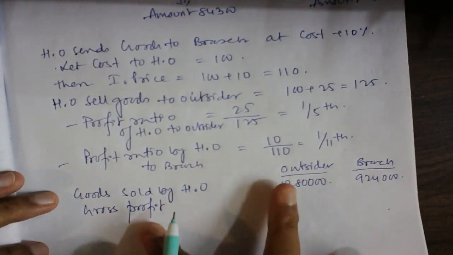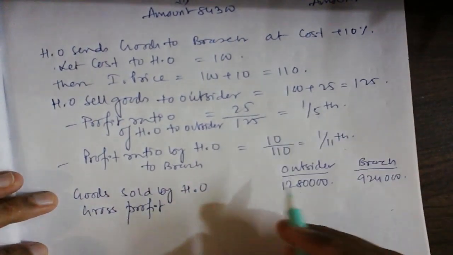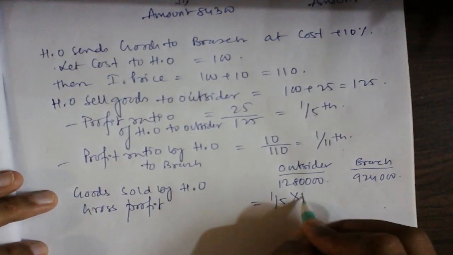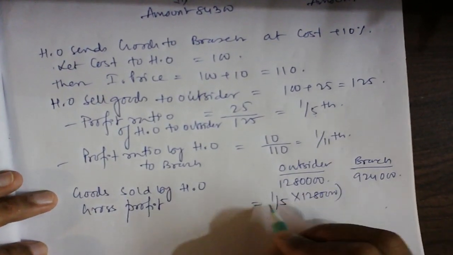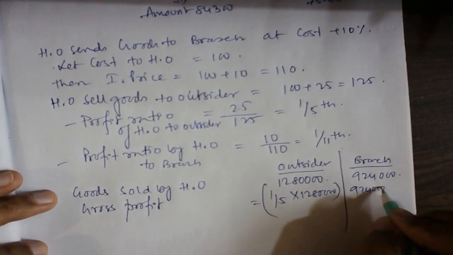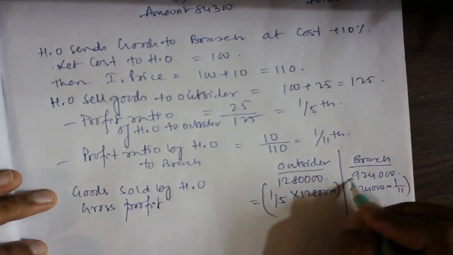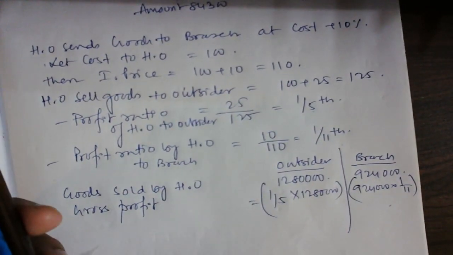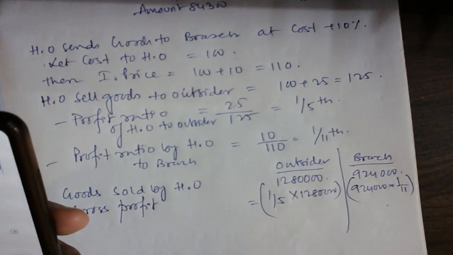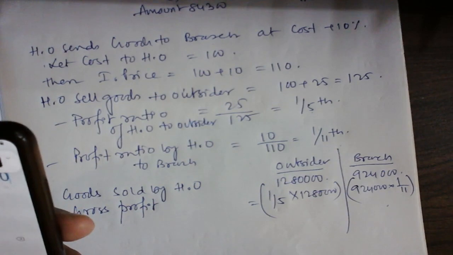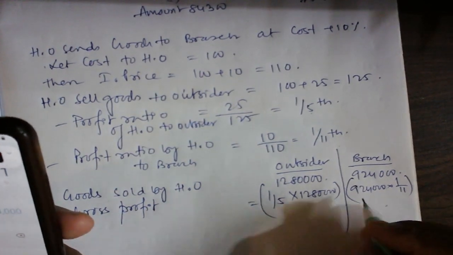So gross profit to outside is how much? 1/5. So 12,80,000 का 1/5 कितना होता है? 1/5 into 12,80,000 कितना होगा देखिए, और ये कितना होगा? 924 into 1/11. ओके, चलिए calculation करके देख लेते कितना होता है. So 924 divided by 11. So I'm getting 84,000.